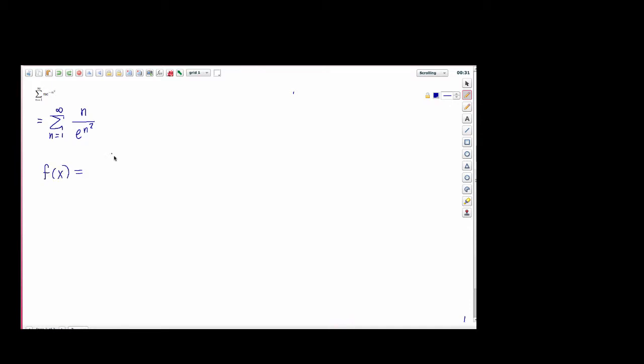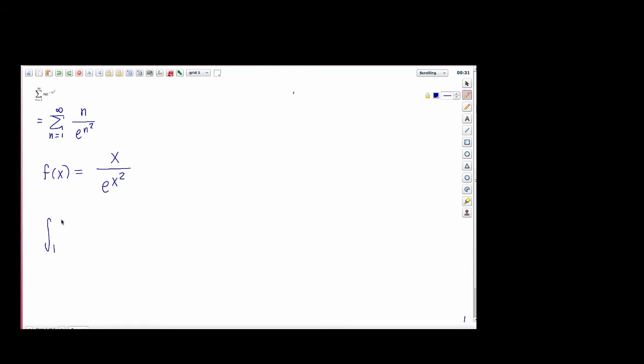So I'm going to let my function f of x be x over e to the x squared. Remember, to use the integral test, you should verify that this function is continuous, positive, and decreasing. It is, and I'll leave you to verify that. So continuous and positive are straightforward. For decreasing, you'll want to take the first derivative and show that it's negative.